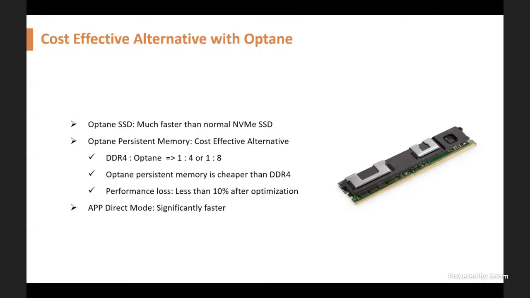For example, we can use 2 TB Optane persistent memory with only 256 or 512 GB DDR4 memory. And the operating system can access 2 TB physical memory space. We can run more pre-commit tasks with this configuration. Optane persistent memory is cheaper than DDR4, and there is less than 10% performance loss with Optane.